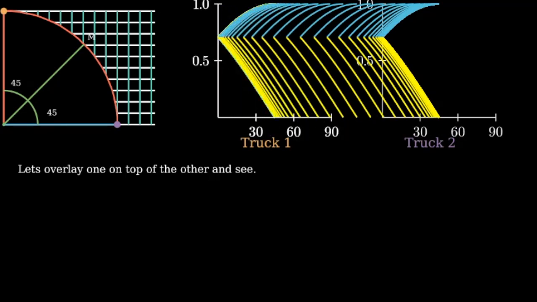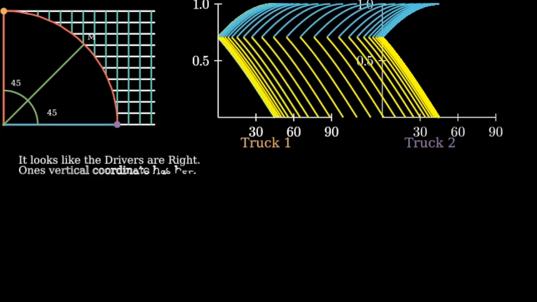It looks like the drivers are right. One's vertical coordinate has been the other's horizontal coordinate and vice versa. Why is this? Because sine of (45 plus theta) equals cosine of (45 minus theta).